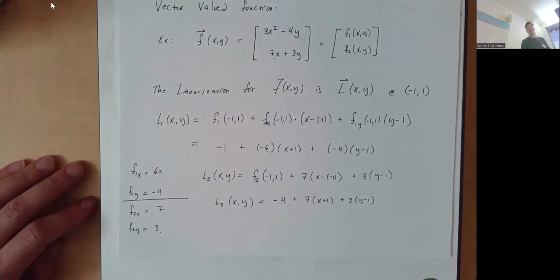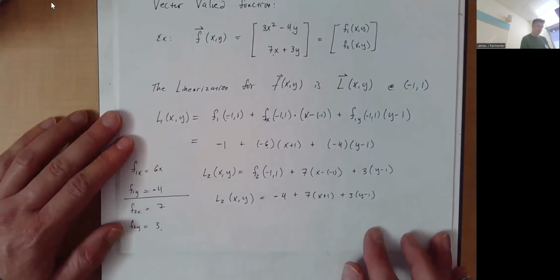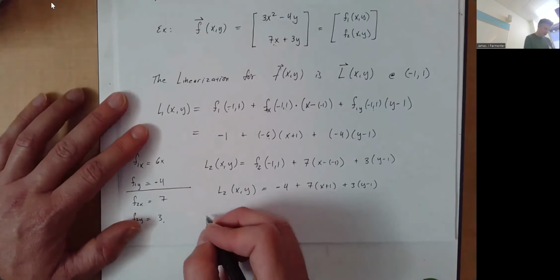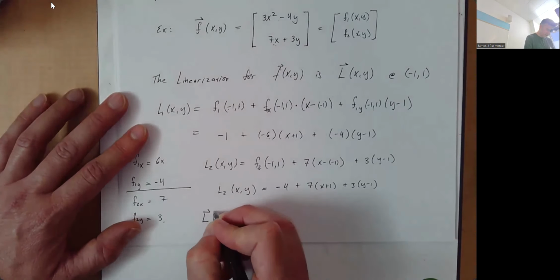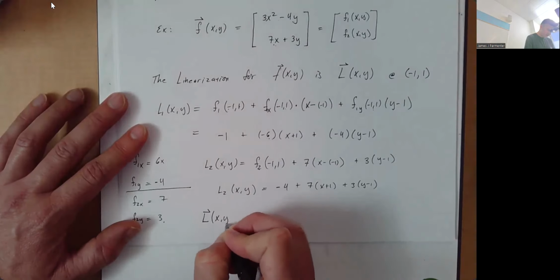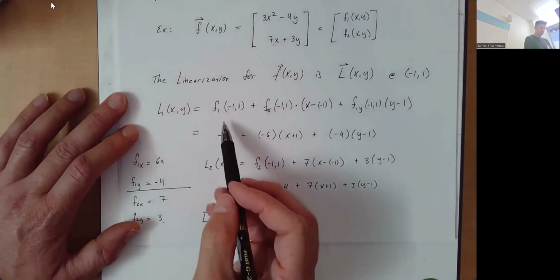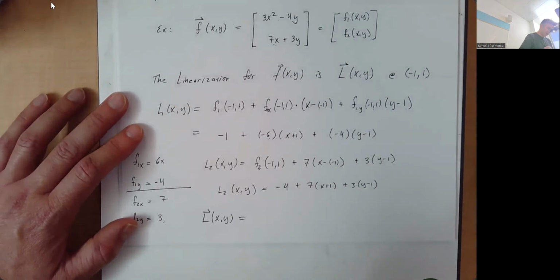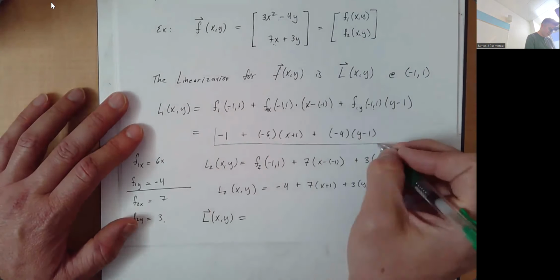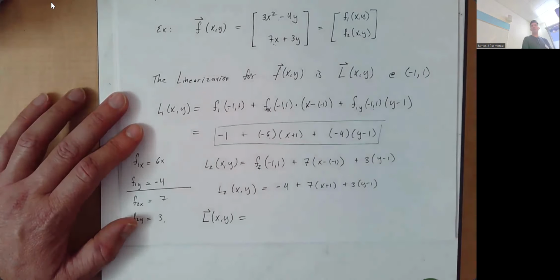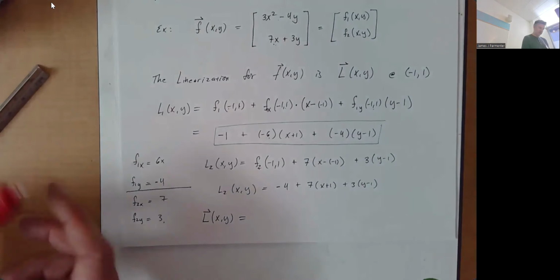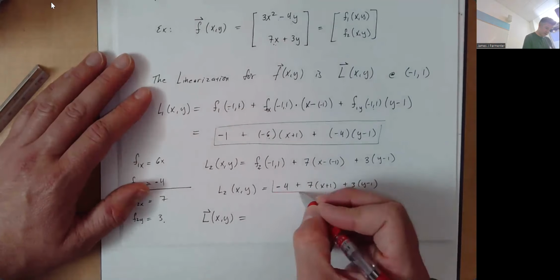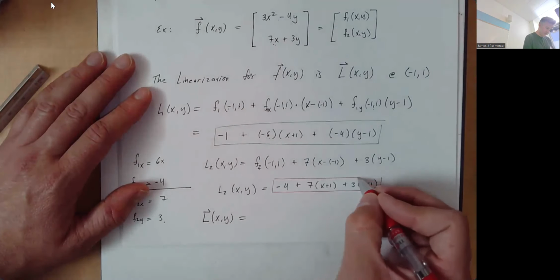Kind of a lot. We're going to make it a little bit less a lot in a minute here. So here's what I would say. Our overall vector valued linearization is just equal to this right here that I'm boxing in green. This is the first row of our answer, and this second part here in red is the second row of our answer.